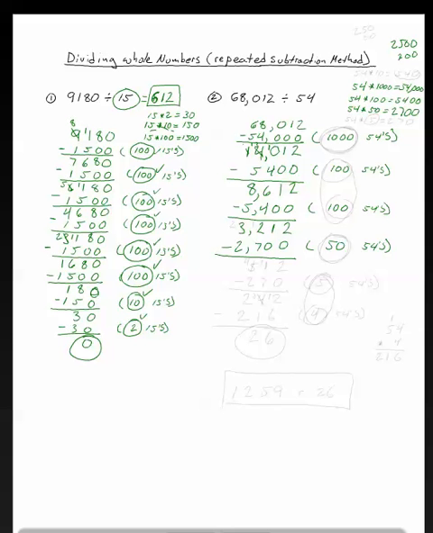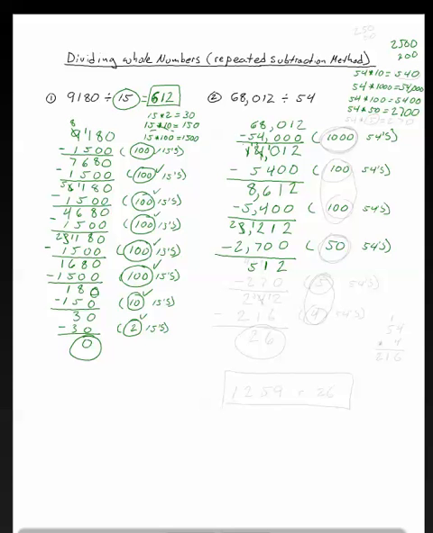Alright, 2 minus 0 is 2, 1 minus 0 is 1, 2 minus 7 I can't do, so I borrow. 12 minus 7 is 5, and 2 minus 2 is 0. Alright, so now I'm at 512. I would like to be able to use 54 times 10, but that's 540, and I only have 512. So I'm going to have to use something smaller than that.